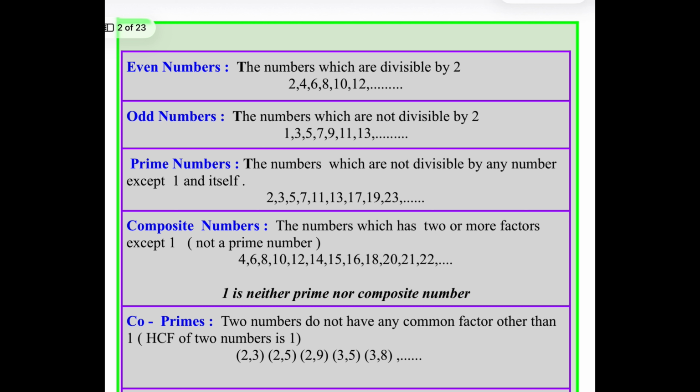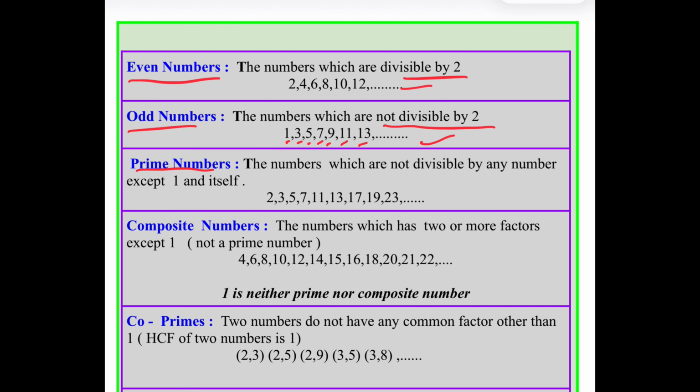Before going to the real numbers chapter, first we should know some types of numbers. That is, even numbers. The numbers which are divisible by 2 are called even numbers. They are 2, 4, 6, 8, 10, 12 and so on. Odd numbers. The numbers which are not divisible by 2 are called odd numbers. That is 1, 3, 5, 7, 9, 11, 13 and so on. They are odd numbers.